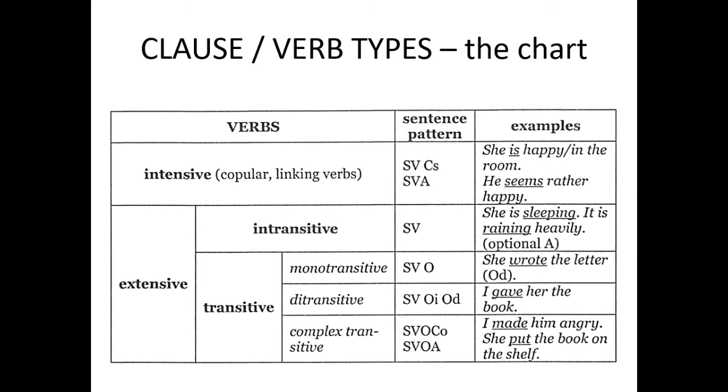SVC, subject verb complement: she is happy. Subject verb adverbial: she is in the room. Subject verb: she is sleeping, it is raining, John vanished, Mary disappeared. SVO: she wrote the letter, I bought a book. SVOO: I gave her the book. And SVOC and SVOA, if you are not sure where I'm actually pointing to, I'm pointing to this column here. So SVOO, I gave her the book. SVOC, I made him angry. And SVOA, she put the book on the shelf.